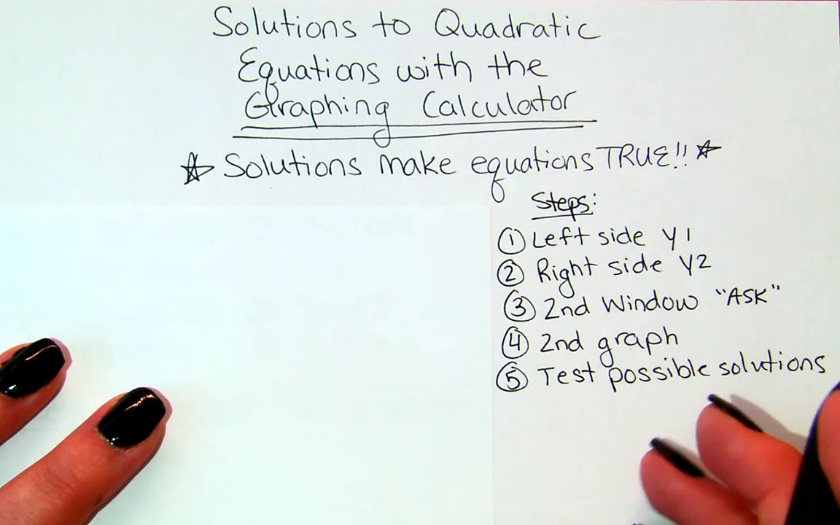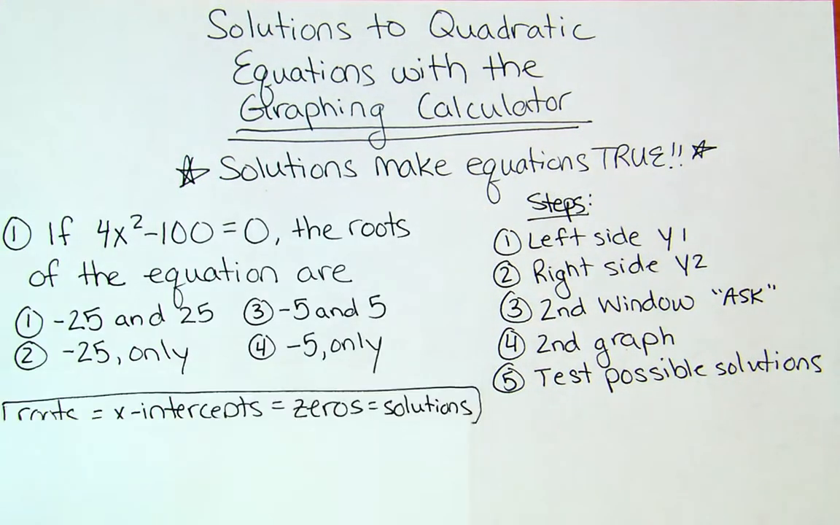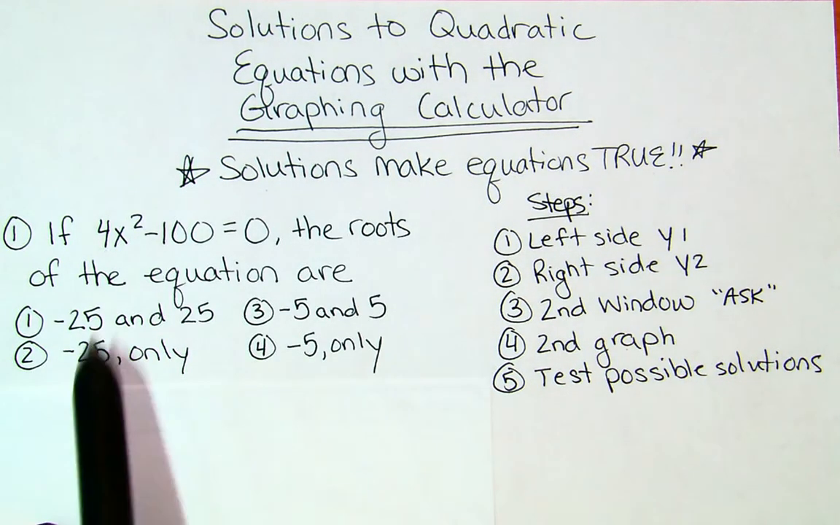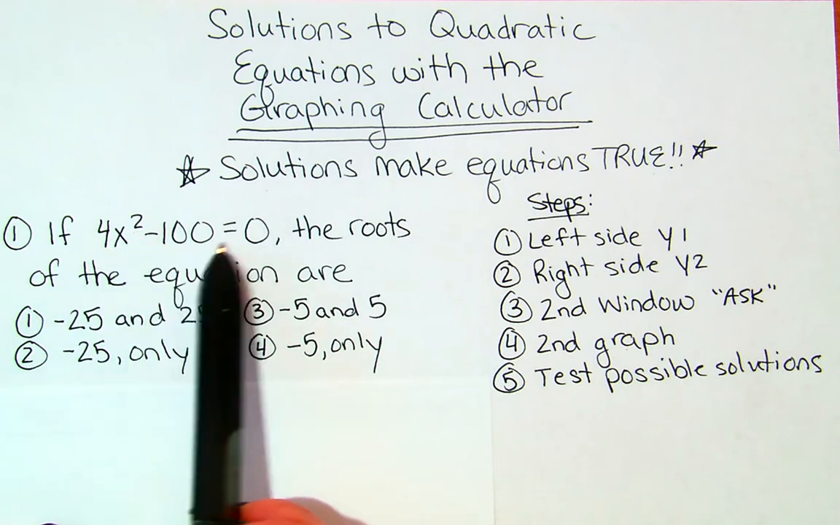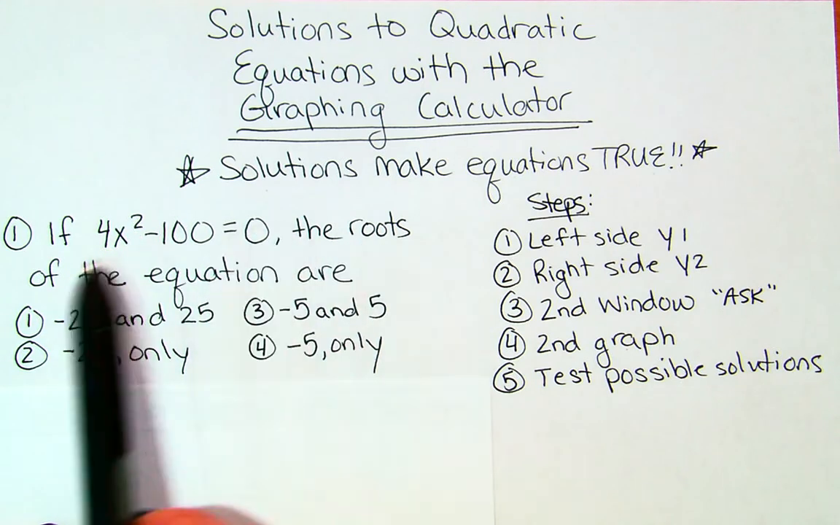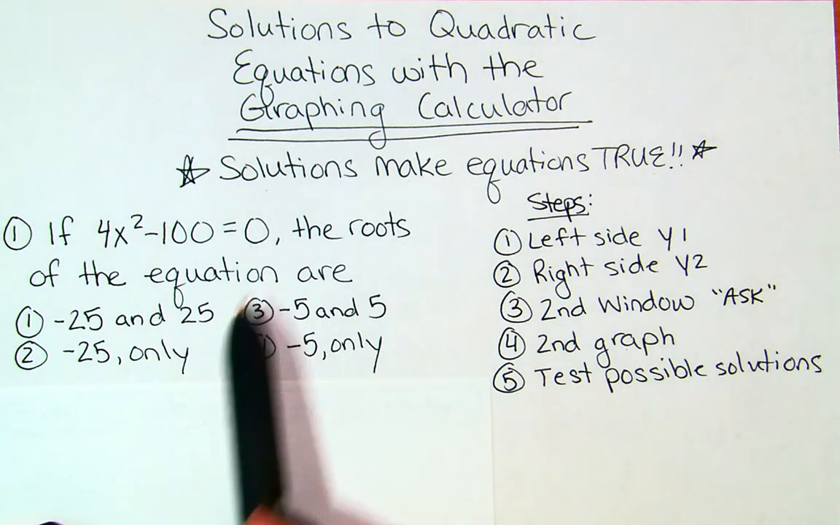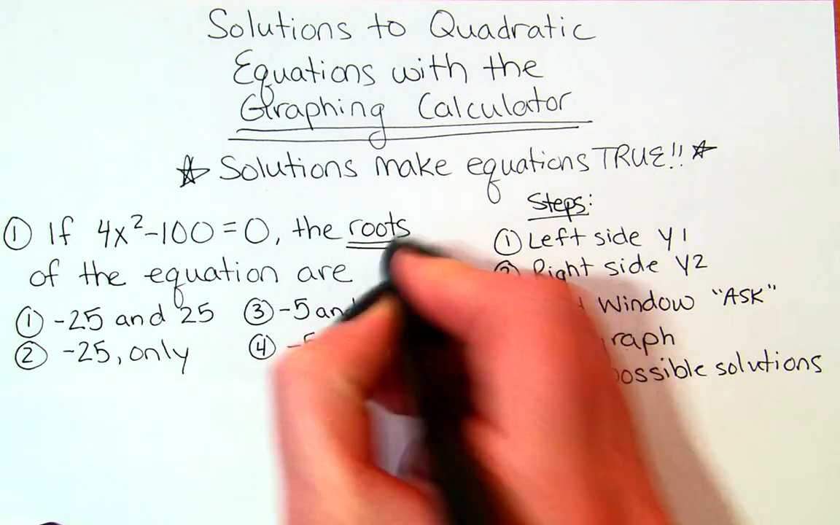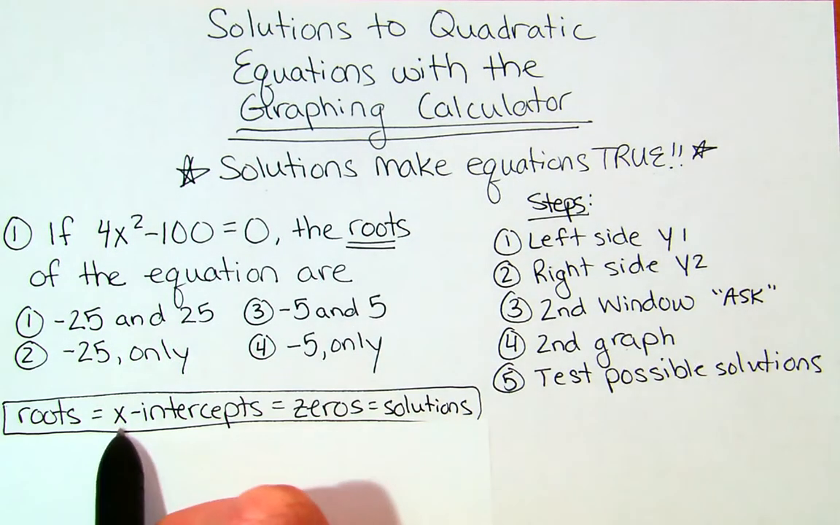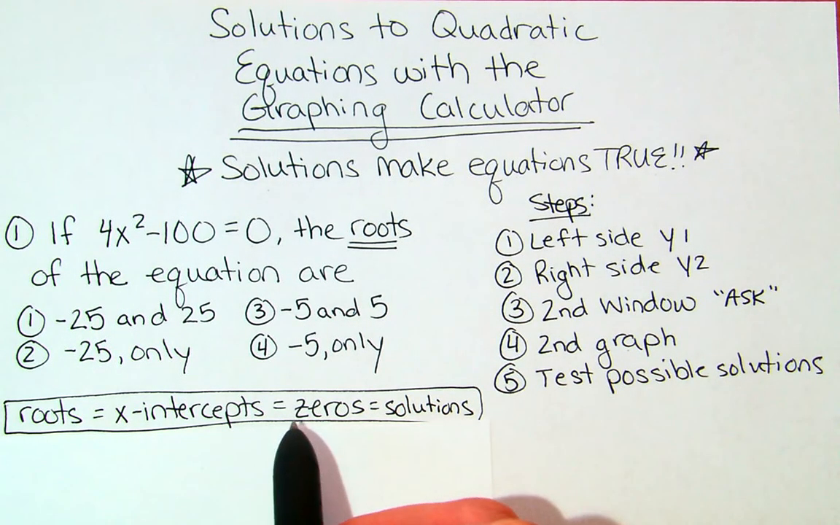So if we take a look at this first example here, we have: if 4x squared minus 100 is equal to 0, the roots of the equation are... All right, so if you want to pause the video right now and write this question down, by all means. So we have to understand the idea that roots really represent the x-intercepts, the zeros, and the solutions.